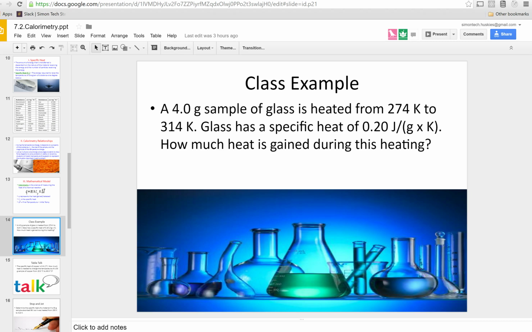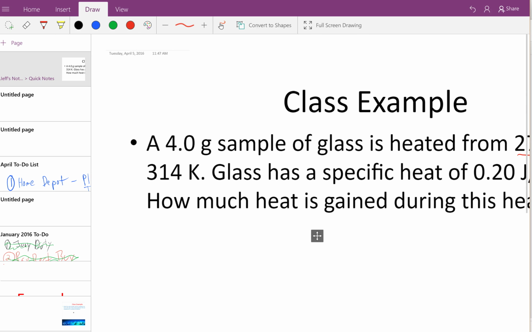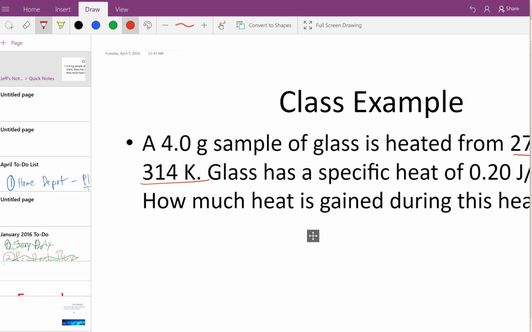Okay, say for instance we're trying to determine if a 4.0 gram sample of glass is heated from 274 Kelvin to 314 Kelvin, and glass has a specific heat of 0.20 joules per gram Kelvin, how much heat is gained during this heating? We're basically saying how much heat is transferred from something else to the glass as the temperature rises from 274 to 314.